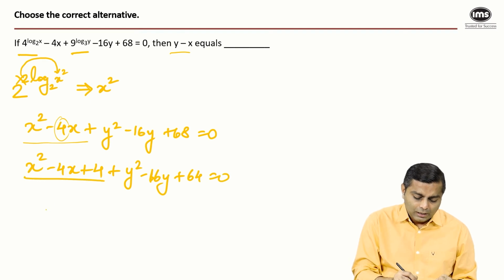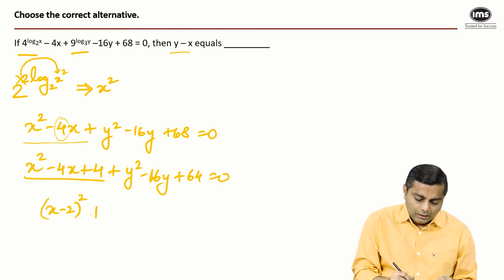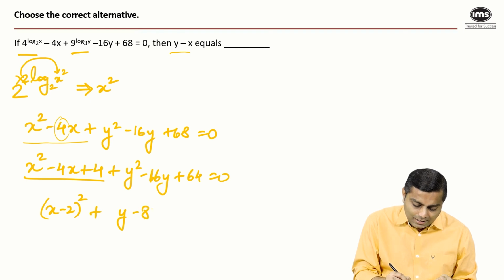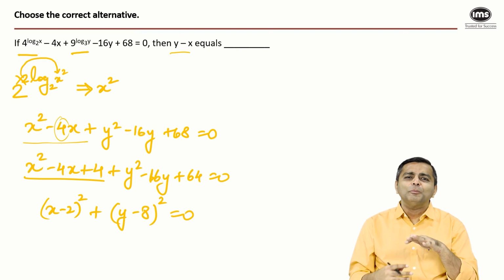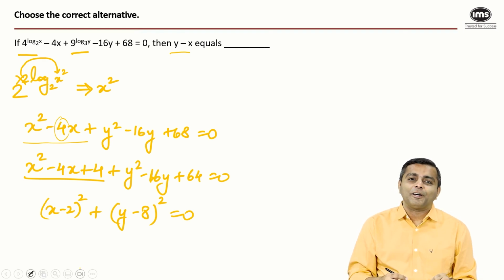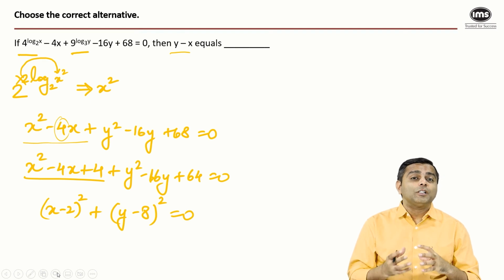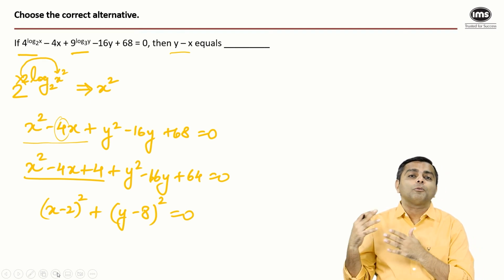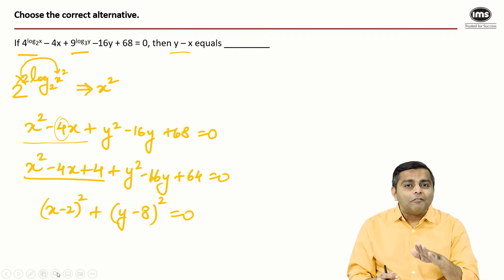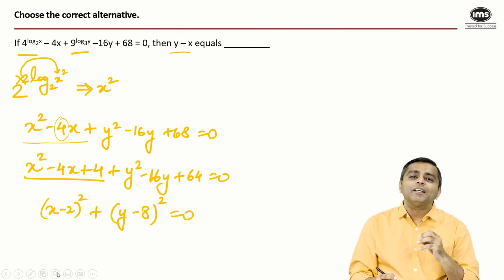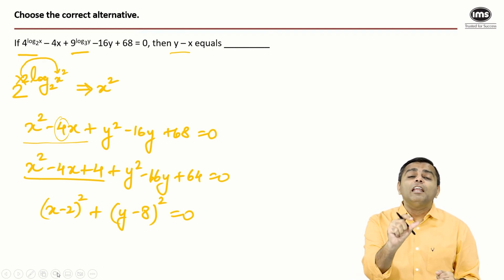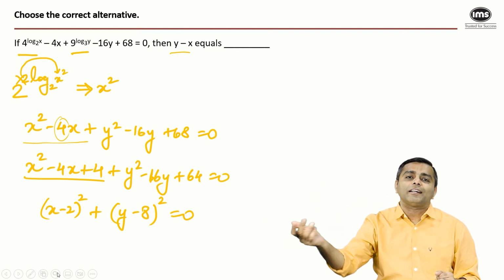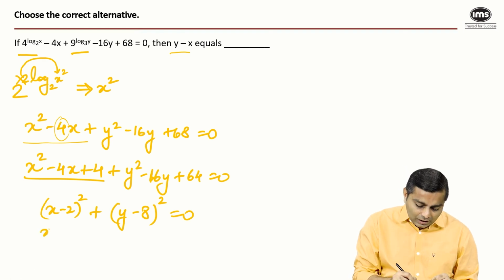So this is nothing but x minus 2 the whole square plus y minus 8 the whole square is equal to 0. Very important, at this point you should be very sure of the values of x and y. Why? Because the left hand side is actually square plus square adding up to 0. You know that a square can never be negative. The lowest possible value of a square is 0. Which means individual terms have to go to 0 to give us a right hand side equal to 0. Correct? So x has to be equal to 2 and y has to be equal to 8.